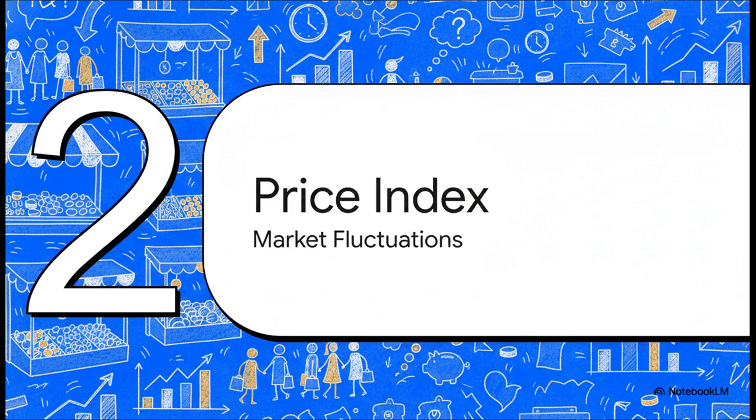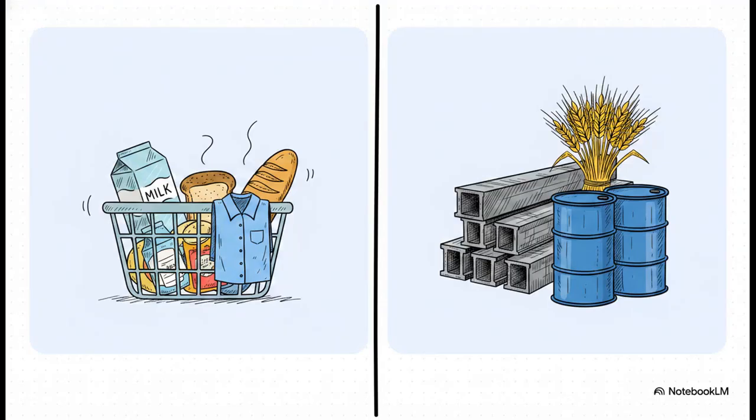Section 2, the price index, dealing with market fluctuations. Imagine walking into a super busy, chaotic market. A price index essentially answers one simple question: is stuff getting more expensive? But prices change totally differently depending on who's actually doing the buying. At the retail level, it tracks daily consumer goods, the milk, the bread, the clothing that you and I buy every day.